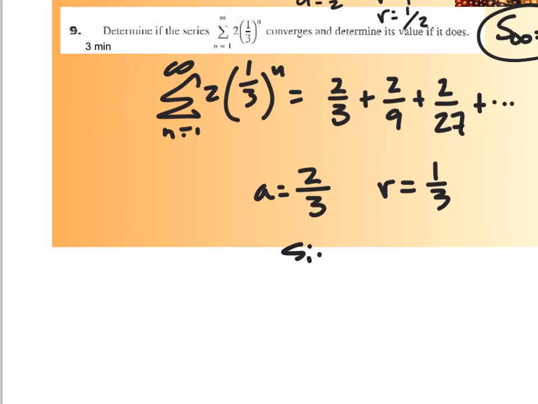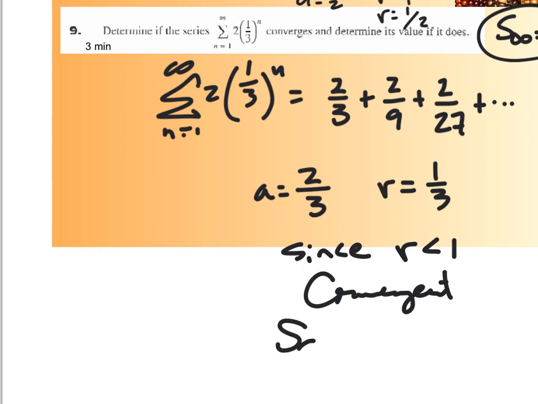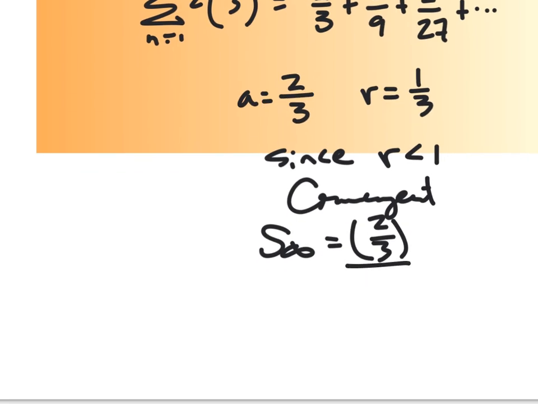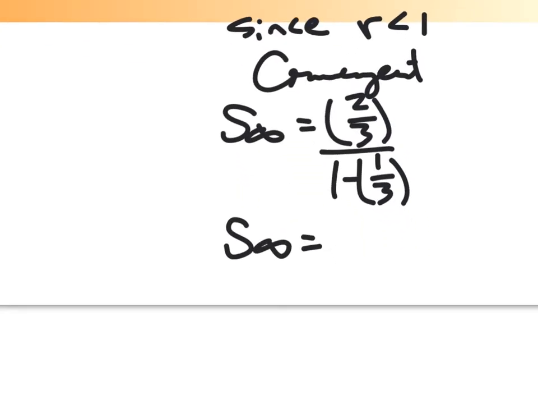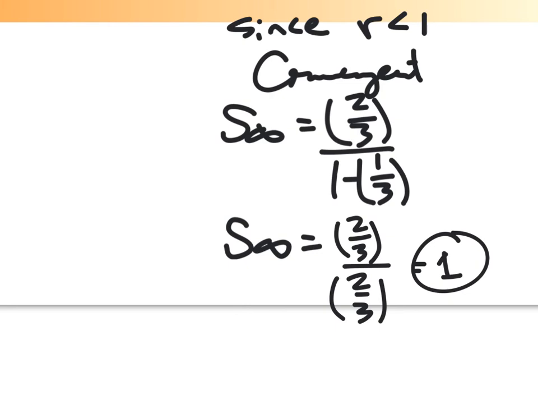Since r is less than 1, this will be convergent. It's a convergent series, and that infinite sum would be the first term over 1 minus the common ratio. It's total coincidence that both of these sums came out to be 1, but I'd get 2/3 over 2/3, which is 1. That's what it is. All right, that is day number 5 on infinite series and the ratio test.